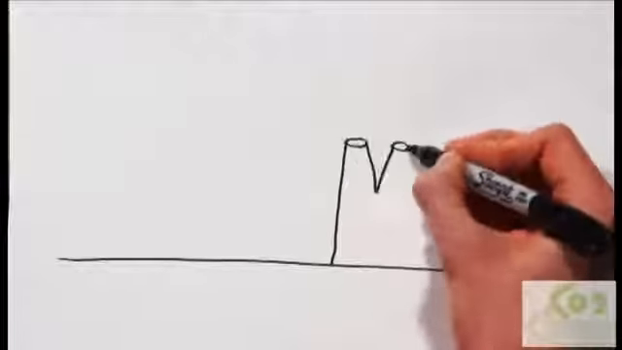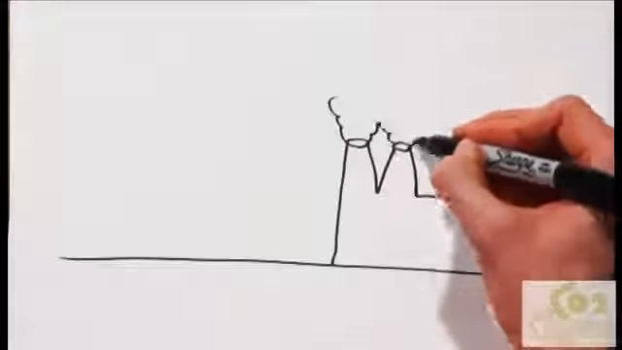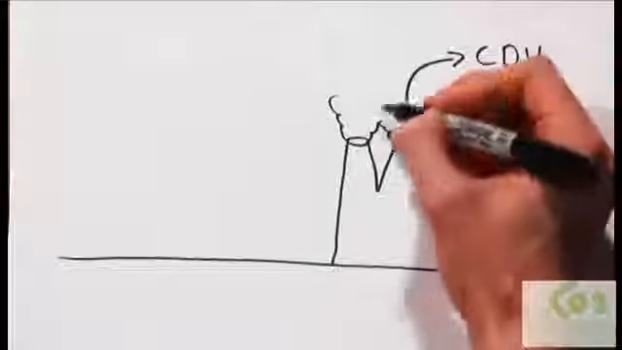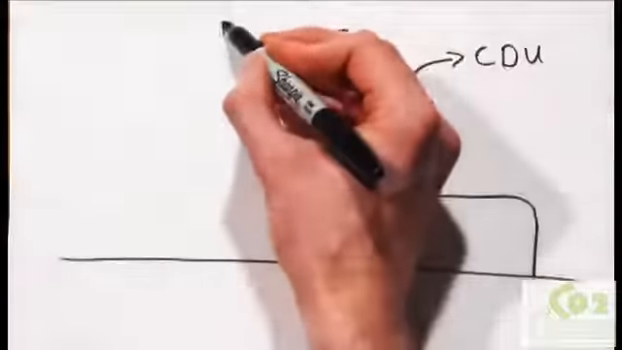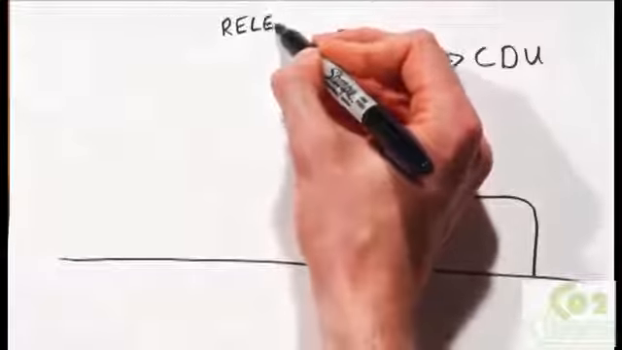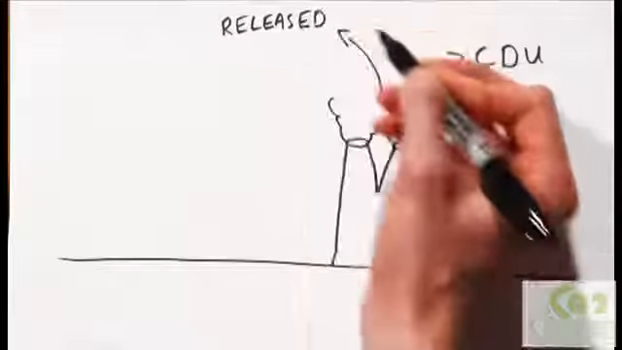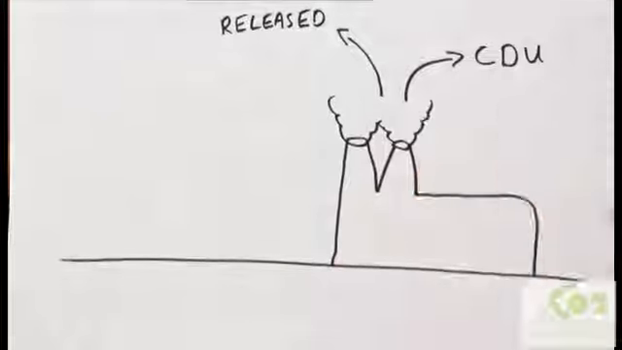CDU will only use some of the CO2 generated by large emitters like power stations. As such, the unused CO2 will either need to be released into the atmosphere as normal, or permanently stored via a process known as carbon capture and storage, or CCS.